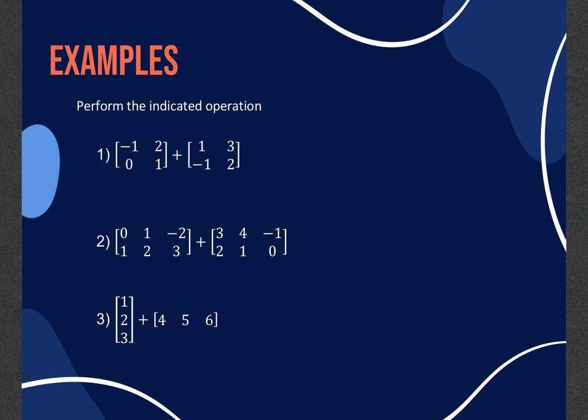Yes. So I would get negative 1 plus 1, which is 0. 2 plus 3, which is 5. 0 plus negative 1, which is negative 1. And then 1 plus 2, which is 3. That's it.